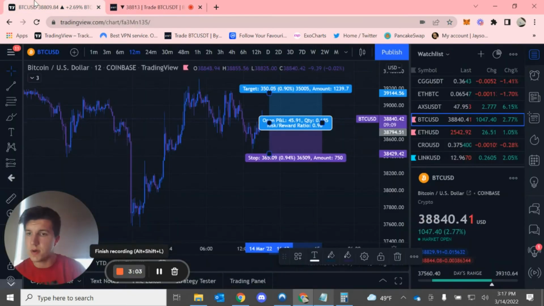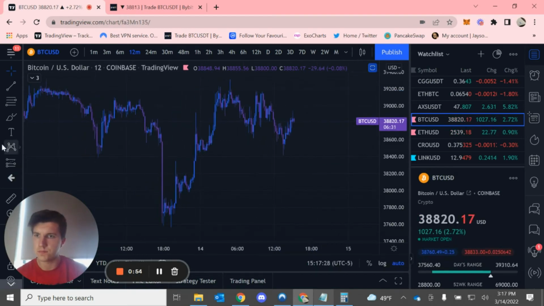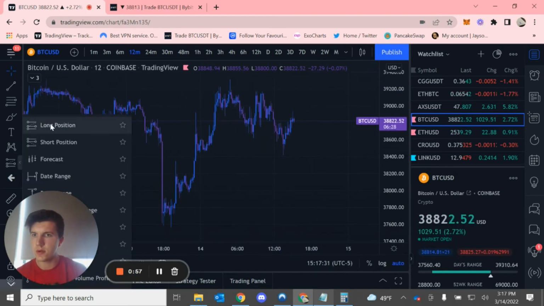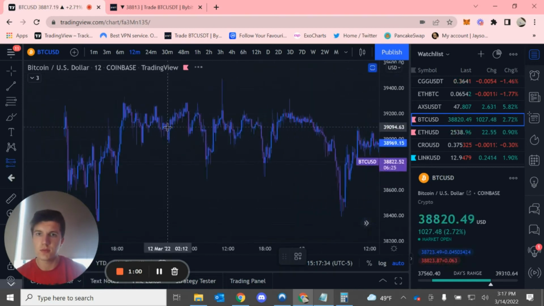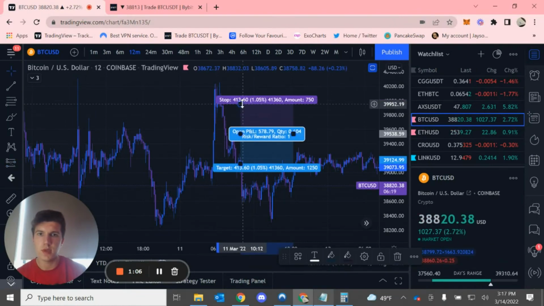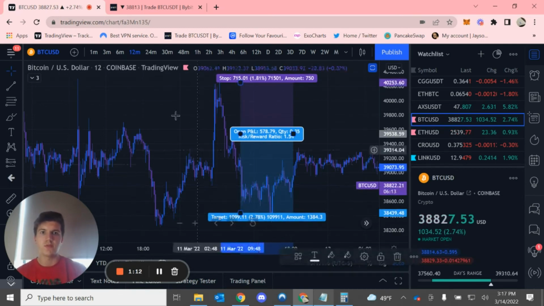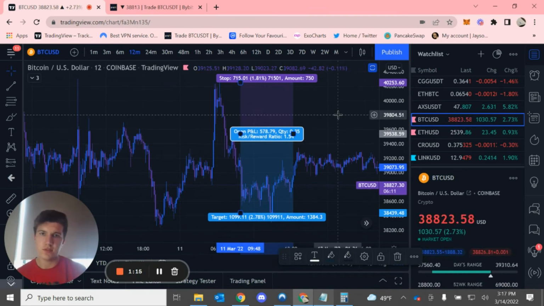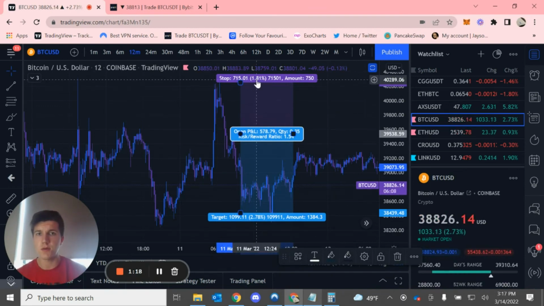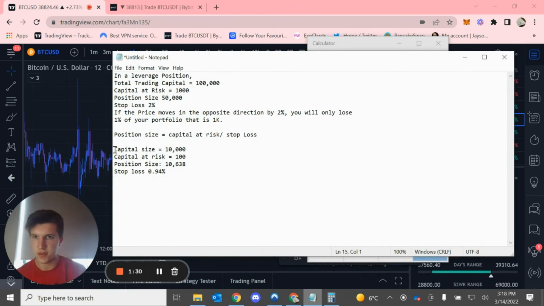So let's do a different example. We'll do a short example. Let's say we enter right here and we have put our stop loss right above the wick right here. This probably wouldn't have been an optimal trade, but we're just going to use this as an example. So we're going to keep in mind our 1.81% stop loss. And so again, we're going to keep these factors the same.